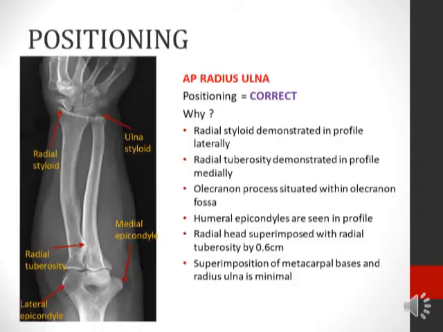So next is positioning. This is the correct positioning for AP radius ulna. So why? This is because first, radial styloid is demonstrated in profile laterally, radial tuberosity is demonstrated in profile medially, olecranon process is situated within olecranon fossa, humeral epicondyles are seen in profile, radial head is superimposed with radial tuberosity by 0.6 cm, and lastly, superimposition of metacarpal bases and radius ulna is minimal.